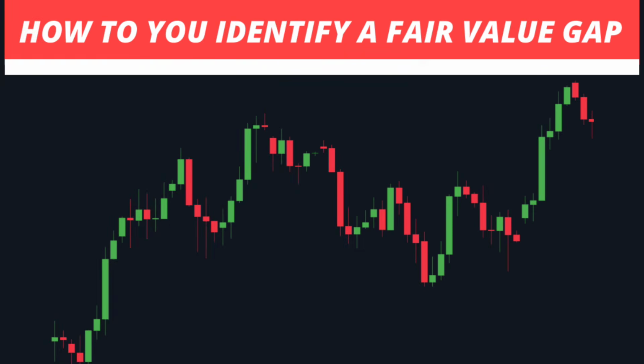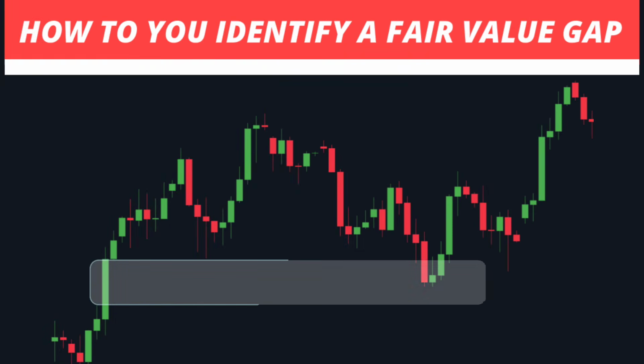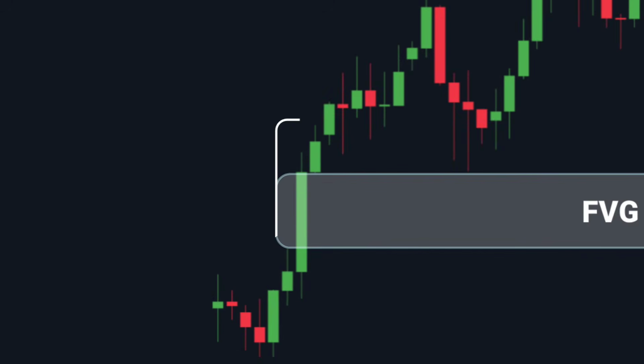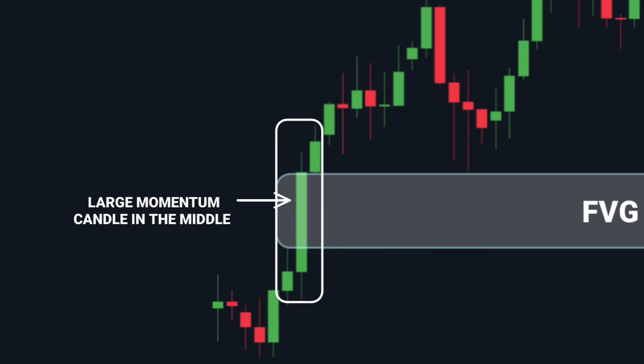How do you identify a fair value gap? You don't need any indicators. You just need to know what to look for in the candlesticks. Here's how to spot a fair value gap. Step 1. Look at 3 consecutive candles. Step 2. You want to see a large momentum candle in the middle. Step 3. If the wick of the first and third candles do not overlap, you've found a fair value gap.